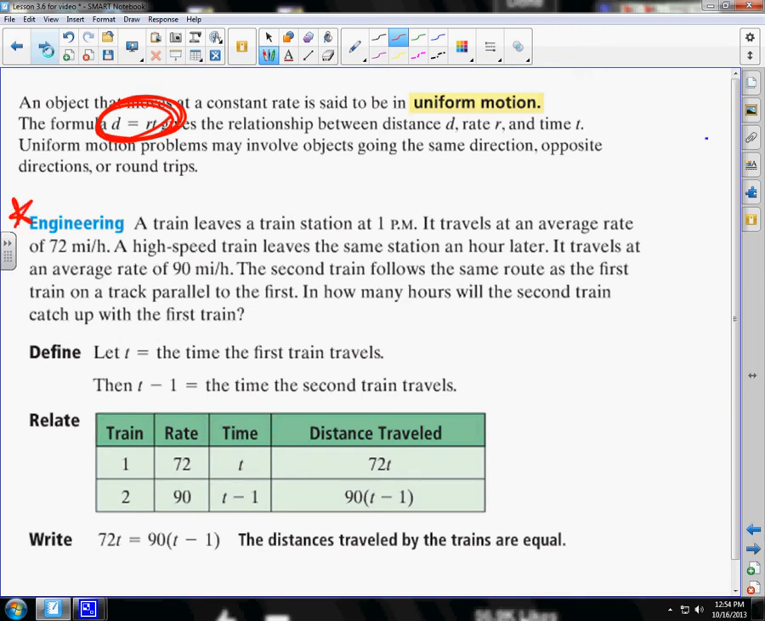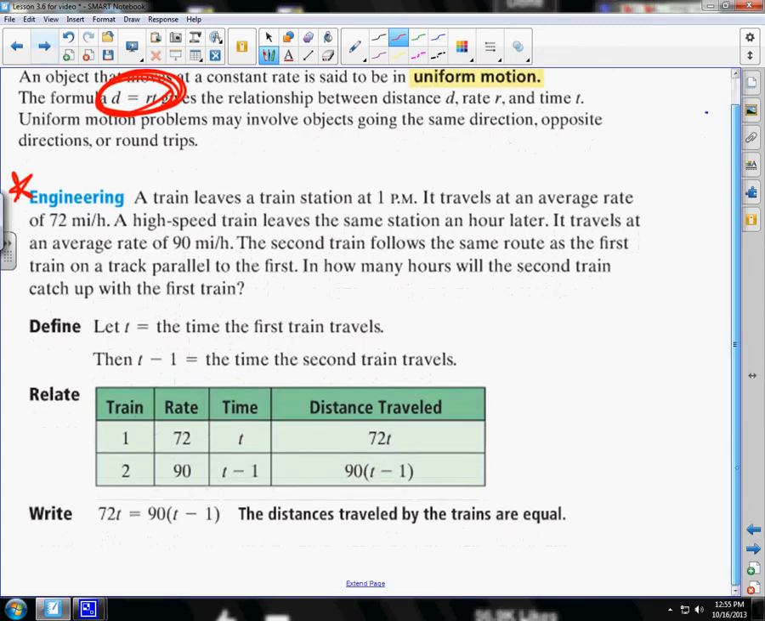A train leaves a train station at 1 p.m. It travels at an average rate of 72 miles an hour. A high-speed train leaves the same station an hour later, and it travels at an average rate of 90 miles per hour. The second train follows the same route as the first train on a track parallel to the first. In how many hours will the second train catch up with the first train?